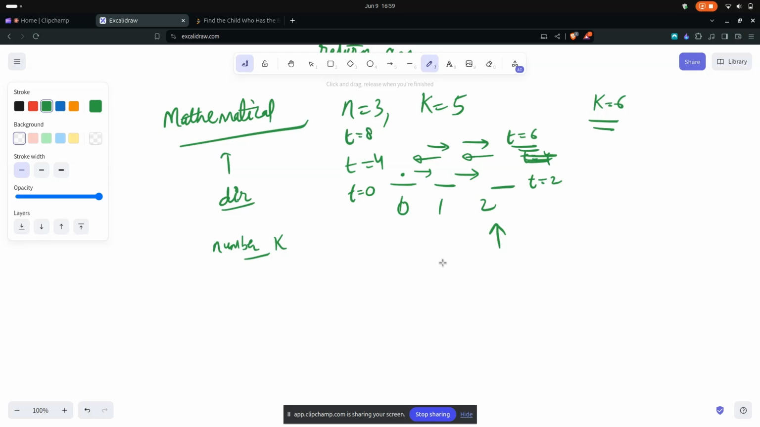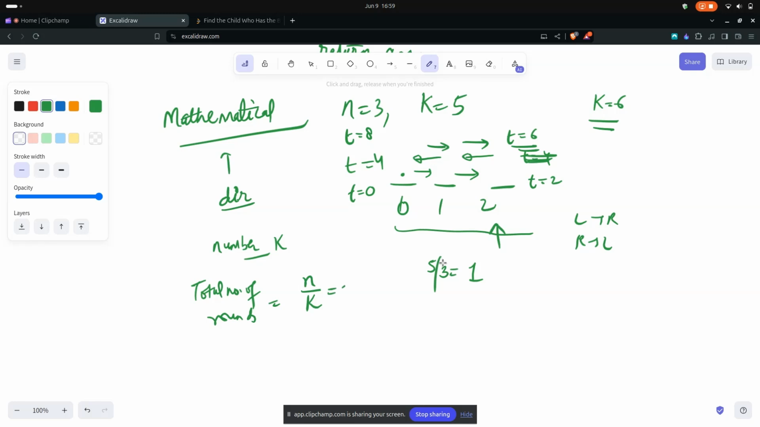So how can we find this? First we have to find the direction. How can we find the direction, whether it's left to right or right to left? We can just divide k by n. If we do k by n, that is the total number of rounds. Let's call this the total number of rounds. So if we do 5 by 3, it will be 1.